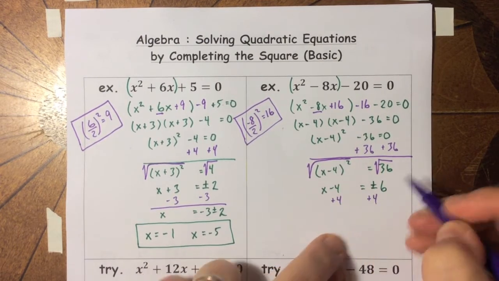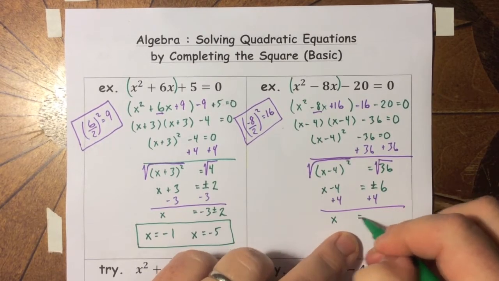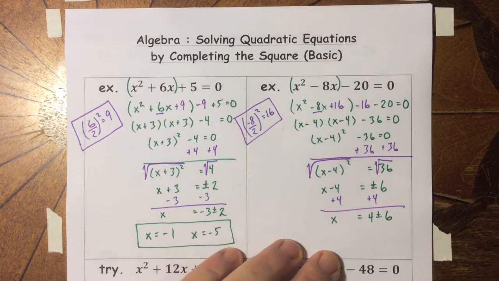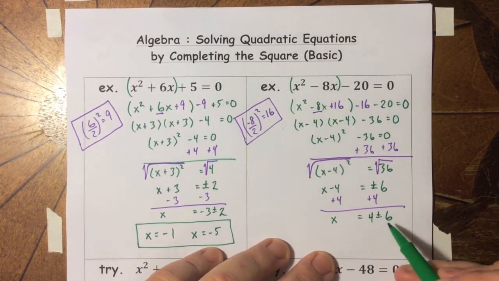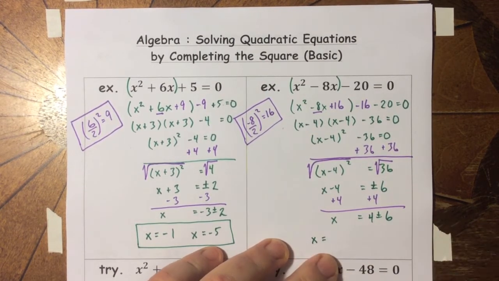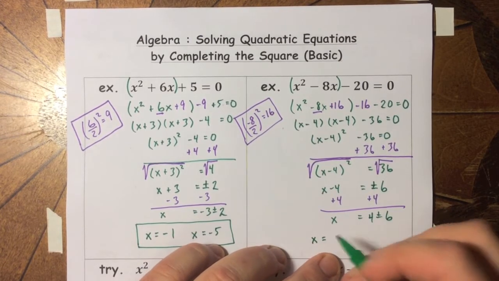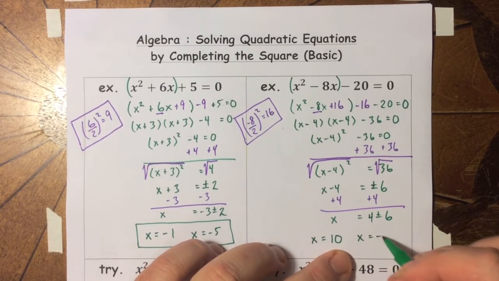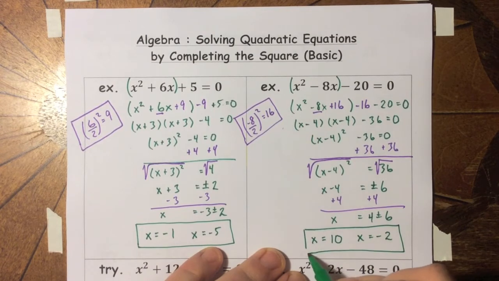I'm going to add 4 to both sides, and I'm going to end up with x is equal to 4 plus or minus 6. Here, once again, you'll notice that I have two integers that actually can go together. That always isn't the case, but on these basic ones that we're doing, they're going to be all clean. I'm going to do 4 plus 6. That's going to give me a 10. And then 4 minus 6, which is going to give me a negative 2. I'm going to go ahead and box both of those answers.